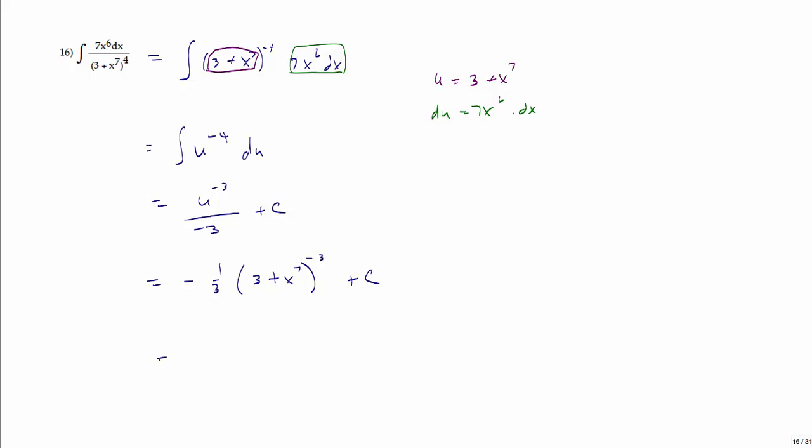I'm happy with you writing it like that. You may see it, especially if it's multiple choice, where they will bring this down since it's a negative exponent. So 3 plus x to the 7th to the positive 3rd is in the denominator. Okay, so like I said, either one of these last two is fine.